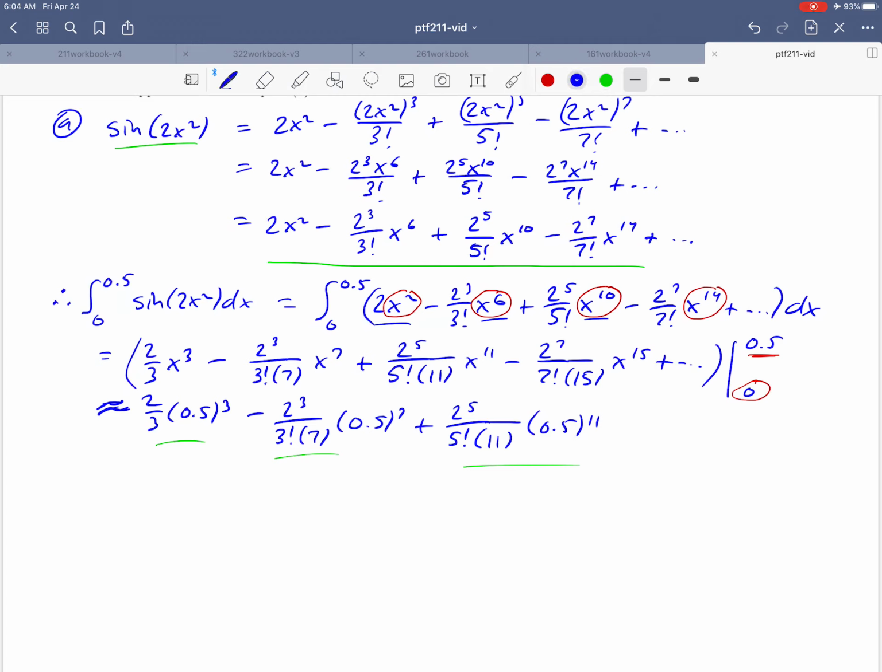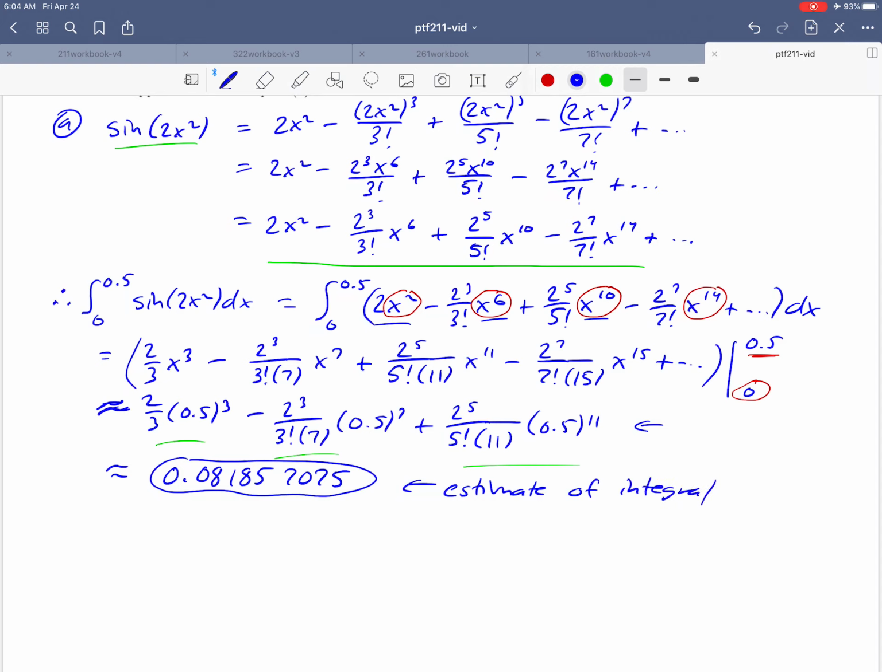The rest of this is just going to your calculator and substituting these numbers in and seeing what you get. I'm going to show you what this works out to be. You can double check my arithmetic here. I'm going to take a lot of decimal places. This number is going to turn out to be really accurate. So 0.08185 7075. That's our estimate of the integral, and the answer to part A in this question.